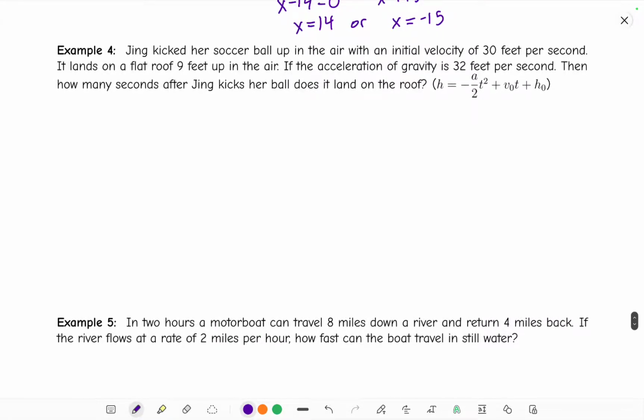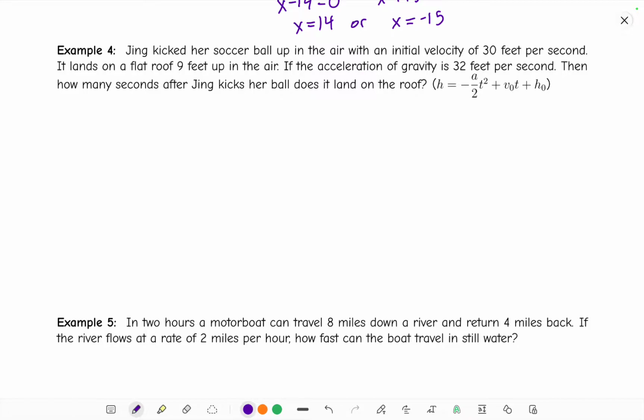Example 4. Jean kicked her soccer ball up in the air with an initial velocity of 30 feet per second. It lands on a flat roof 9 feet up in the air. If the acceleration of gravity is 32 feet per second squared, then how many seconds after Jean kicks her ball does it land on the roof?